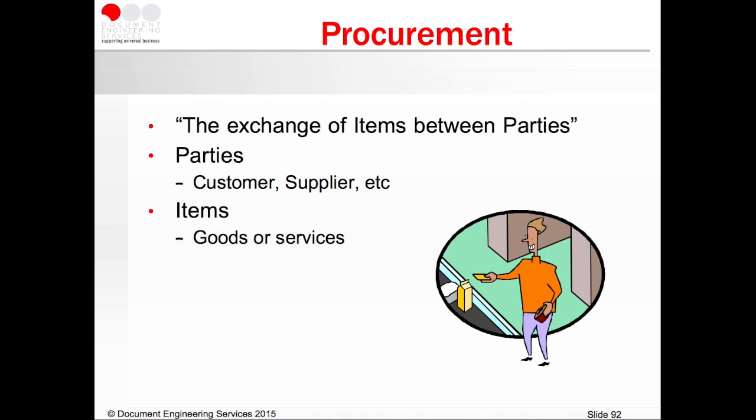Procurement is a term that is used in different contexts. In the North American scenario, procurement is often seen as the tendering part of a purchasing process. And in Europe, it's seen as the entire process. So when we talk about procurement in UBL, we mean the purchasing cycle, the exchange of items between parties. Parties are roles such as customers and suppliers, and items are things such as goods and services.